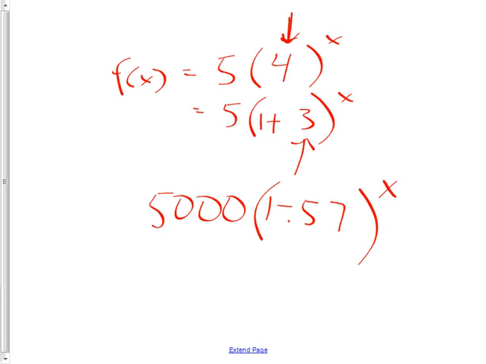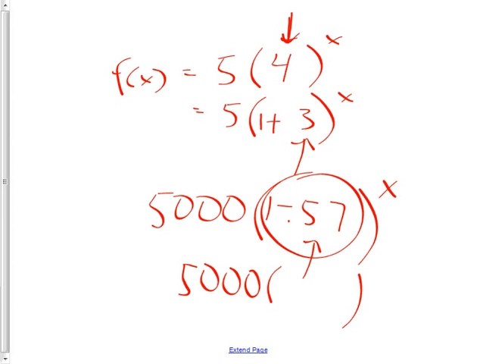Yes, 1 minus 0.57. A 57% rate of decay means I should do 1 minus that. So then what's the growth factor or the decay factor? Actually put this together and you get 0.43, right? And that would be the factor. This one's the rate. This one's the factor.